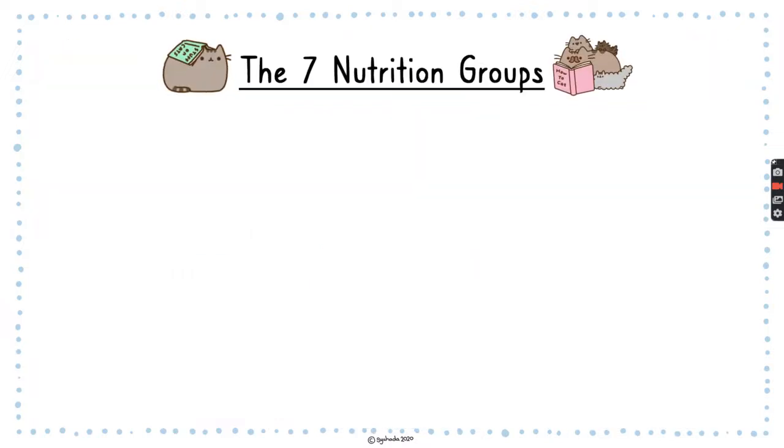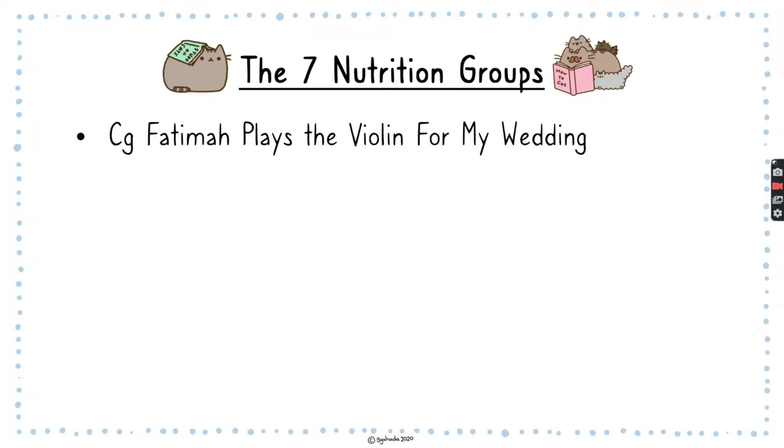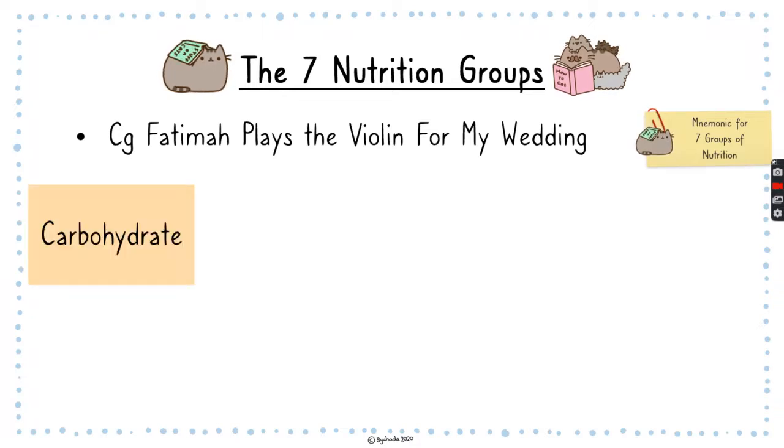So there are 7 nutrition groups or nutrient groups, and how we remember this is Chigu Fatima plays the violin for my wedding. So this is the mnemonic for the 7 groups of nutrients. Okay, carbohydrate, C, Chigu is carbohydrate.